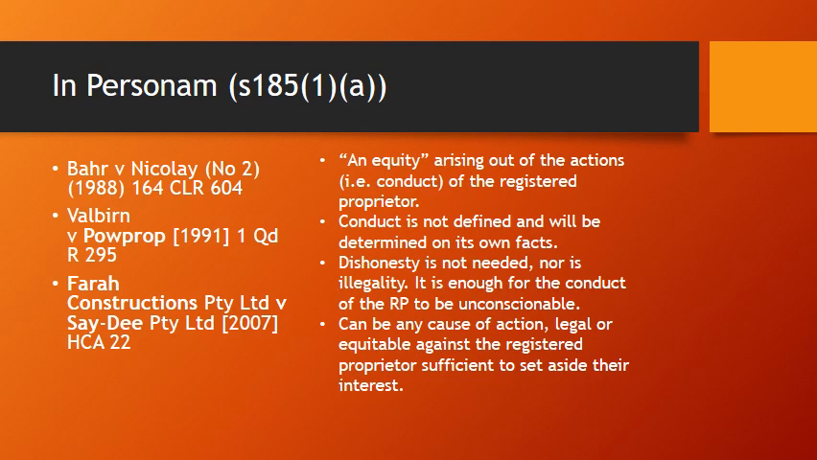So, a couple of good cases for this to look at are Barr and Nicolai, Valburn and Powerprop, and Farrer Constructions and Sadie. So those three, if you understand the factual situations of those three, there are a couple more in your textbook. The quintessential one is really this Barr and Nicolai case. It's a relatively straightforward set of facts for you to follow, where you had a case of somebody becoming the registered proprietor of an interest in land, saying that they would take their interest subject to these unregistered interests, right?